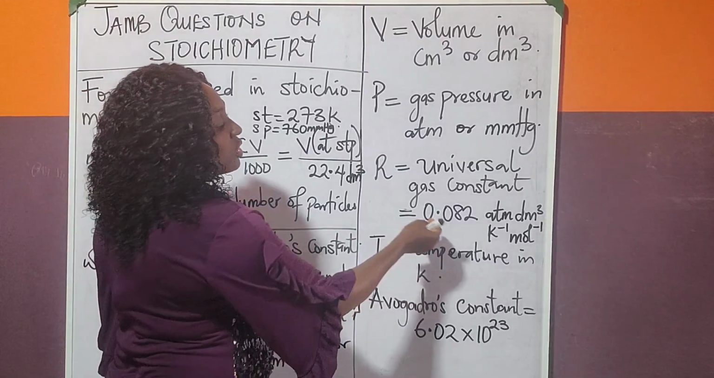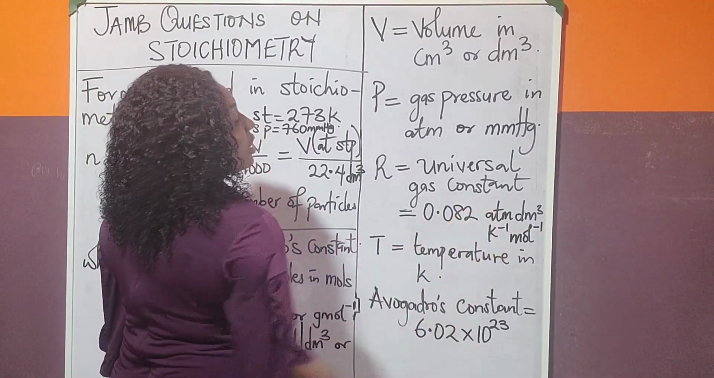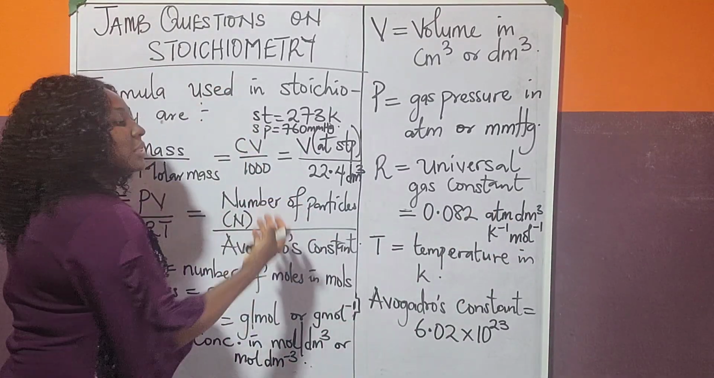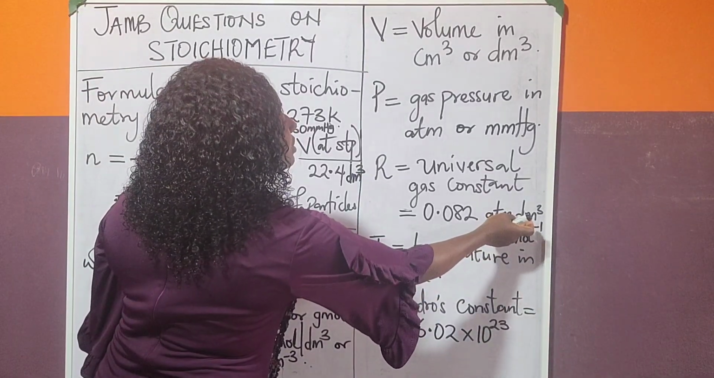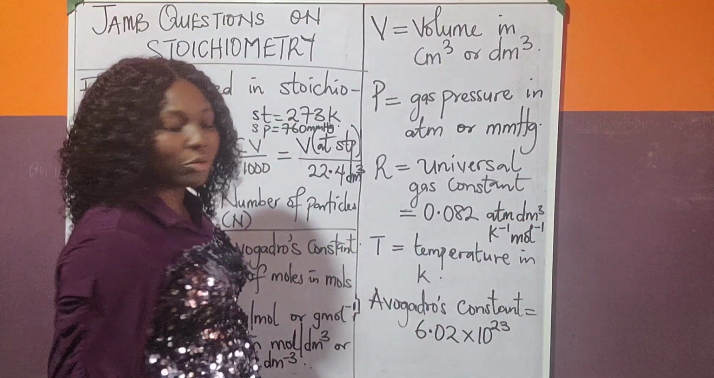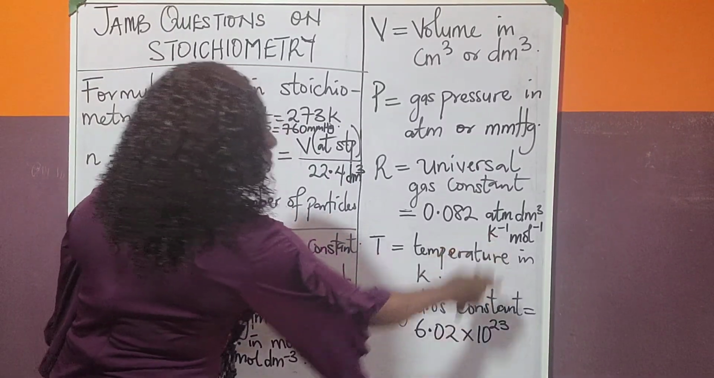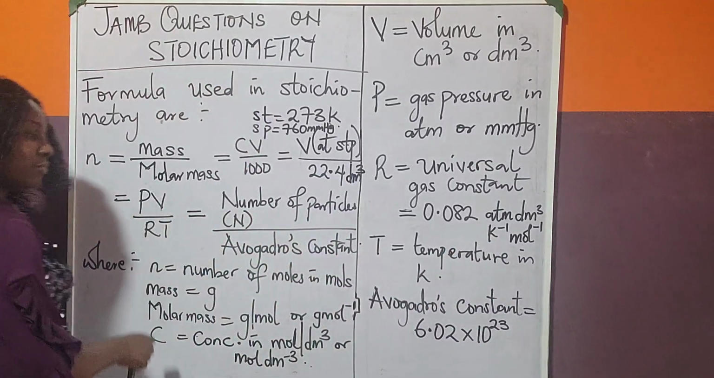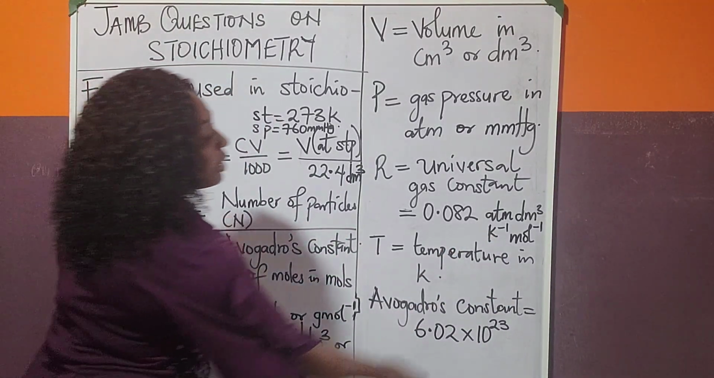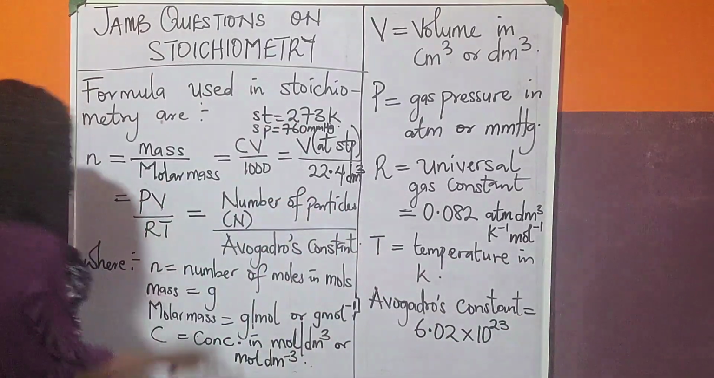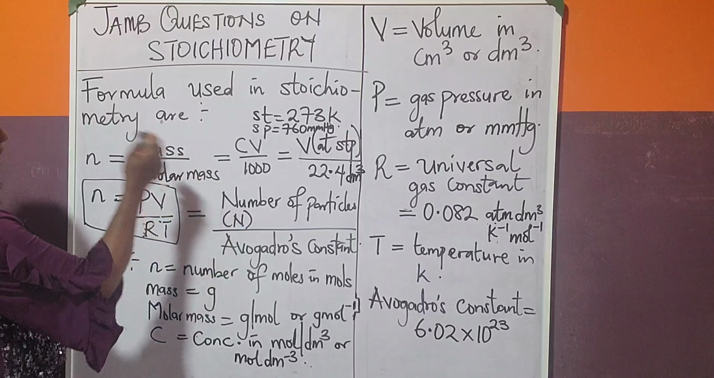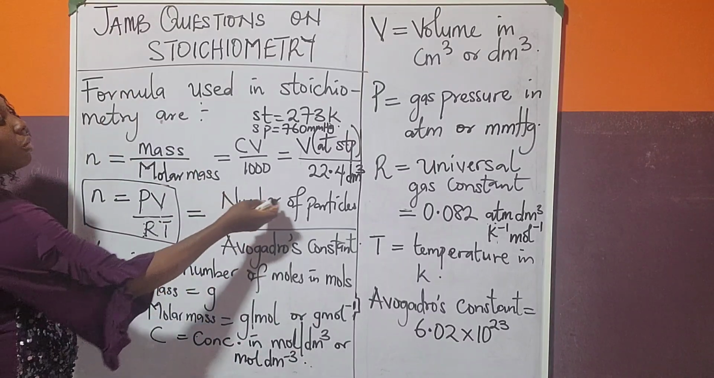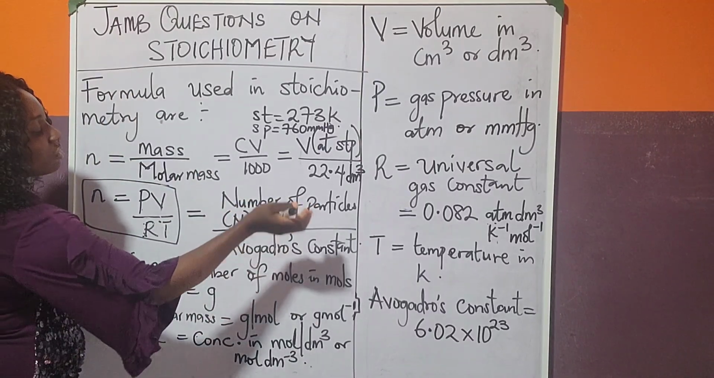If the pressure is not given to you as atmosphere, then you have to use millimeter mercury. Then you will always convert the volume to dm cube. Then Kelvin is the unit of temperature, and moles is coming from n. So I also have that n is still equal to number of particles over Avogadro's constant.